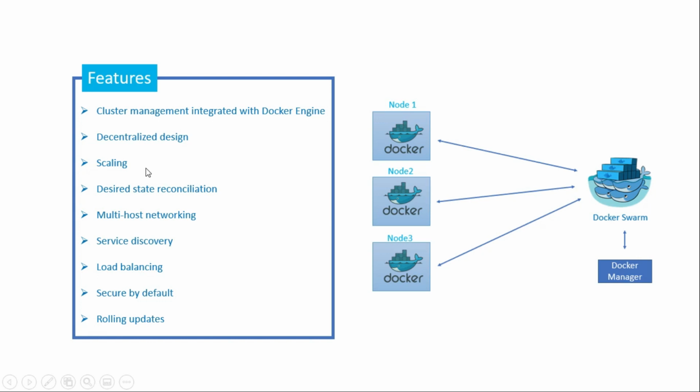Scaling. For each service, you can declare the number of tasks you want to run. When you scale up or down, the Swarm Manager automatically adapts by adding or removing tasks to maintain the desired state.